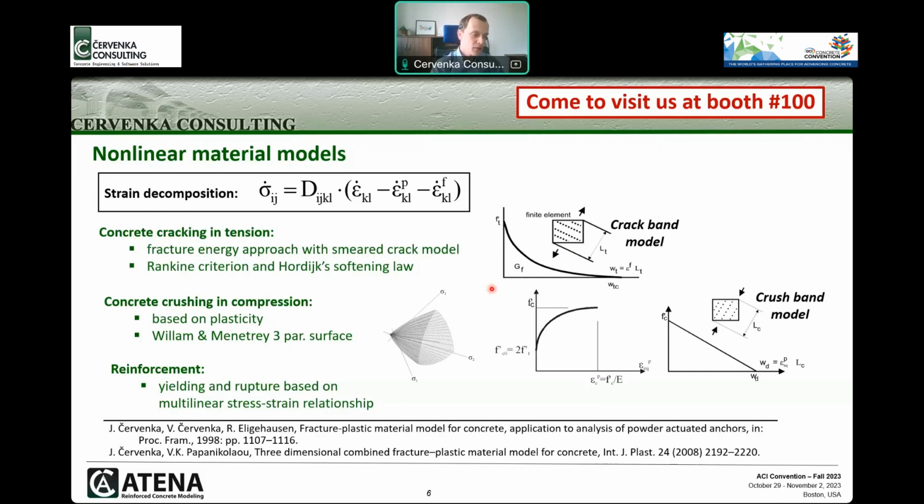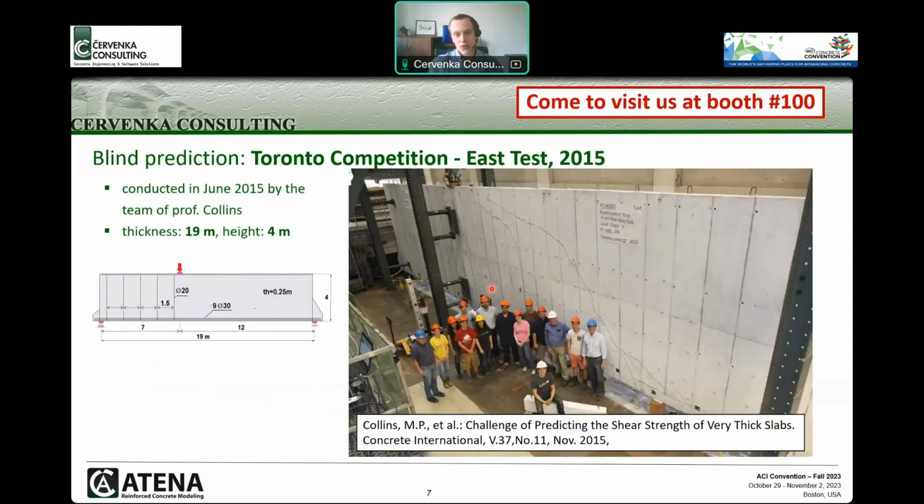Similarly, for the reinforcement, we can simulate yielding, and even if the maximum and ultimate strain is obtained in the reinforcement, we can simulate rupture. This is done by prescribing a multilinear stress-strain relationship in the model. The question is how this approach, how this finite element nonlinear simulation can be used in real practice.